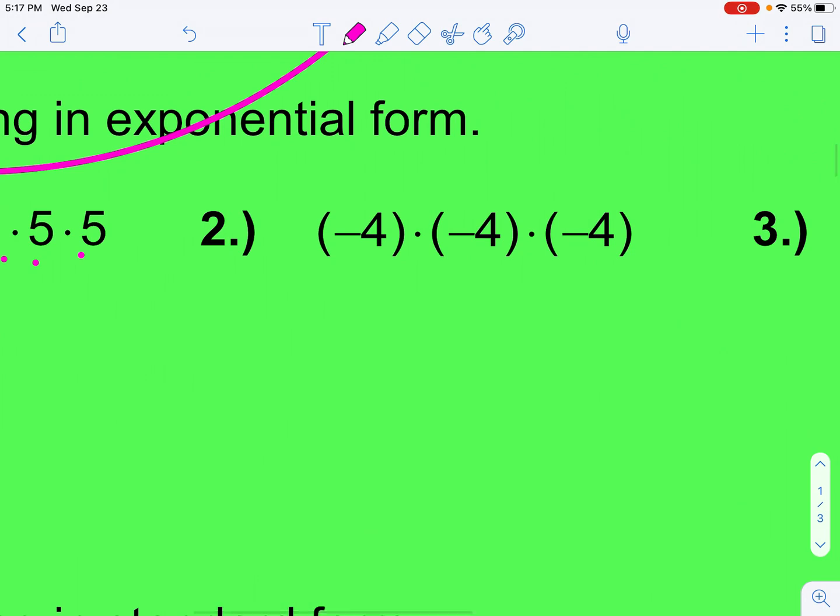Alright, number 2. -4 times -4 times -4. It is very important that I have a -4 in parentheses. So when I'm writing in exponential form, I also need to write it in parentheses. And I'm multiplying it times itself 3 times.